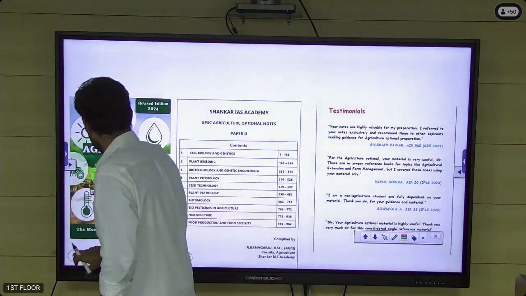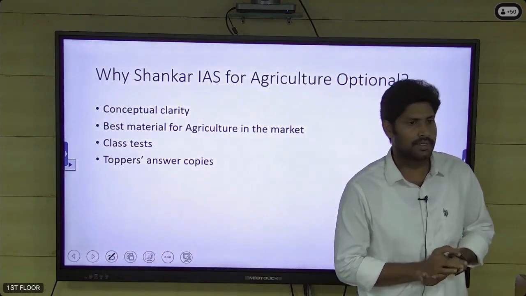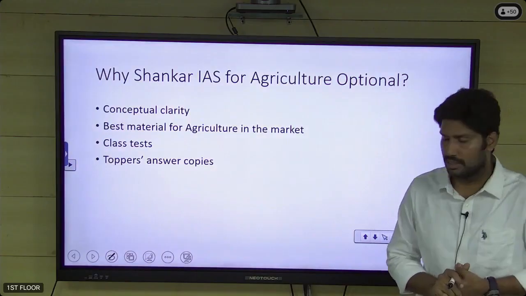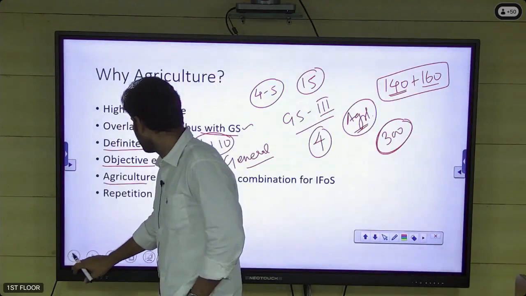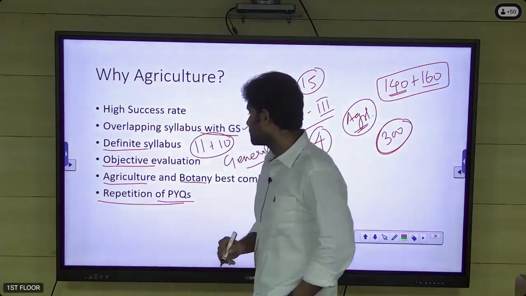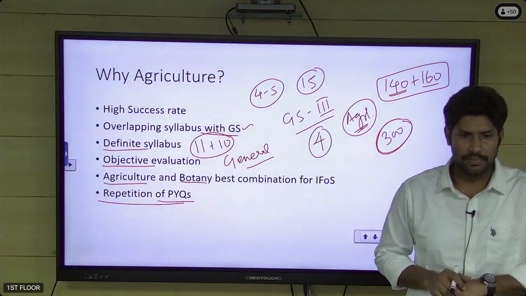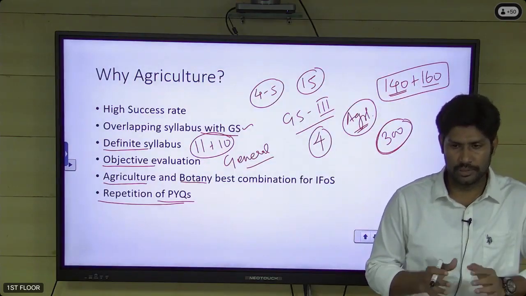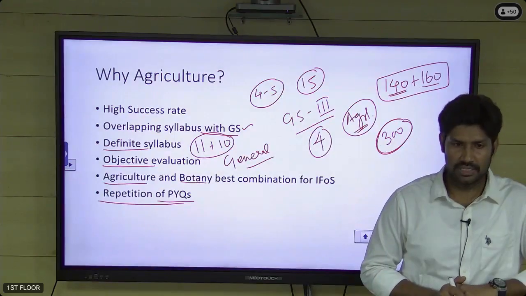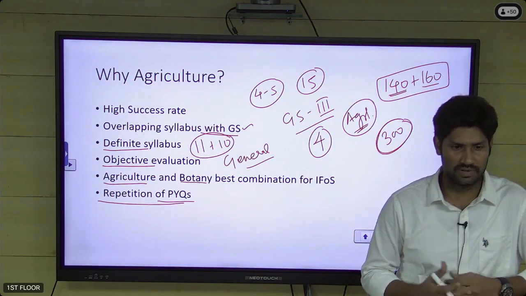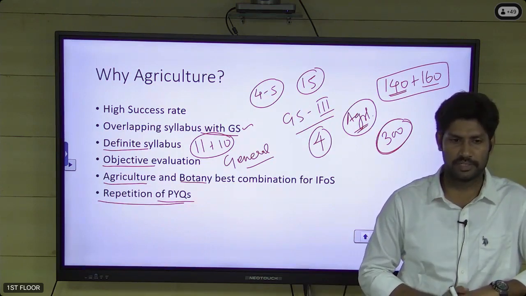So recently, in our agri optional, one common misconception among the students, just as I told you, is this repetition of PYQs. One common issue in this agri optional is that agri students prepare on their own. They go for self-preparation because we studied this in our college days.